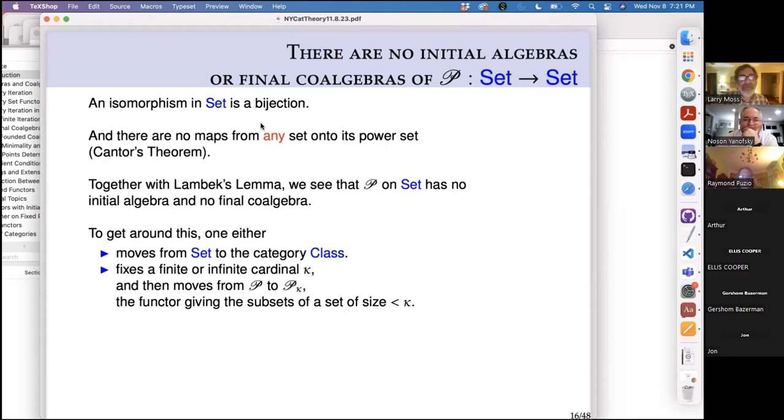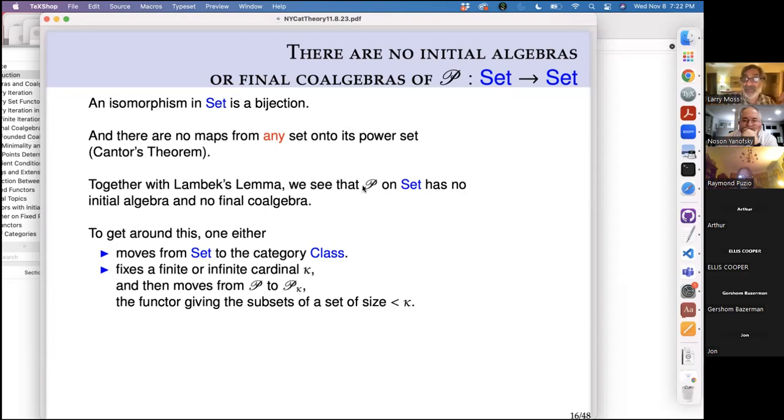There's a famous theorem of Cantor. It's actually the very first theorem in set theory: there's no function from any set onto its power set. So Cantor's diagonal method says exactly that. That means there's no bijection of any set with its power set, because every bijection in Set is one-to-one and onto. So with Lambek's lemma, the power set functor has no initial algebra and it has no final coalgebra.